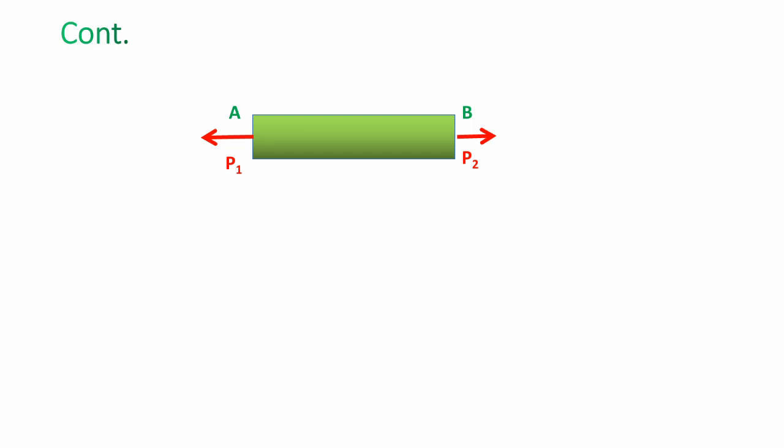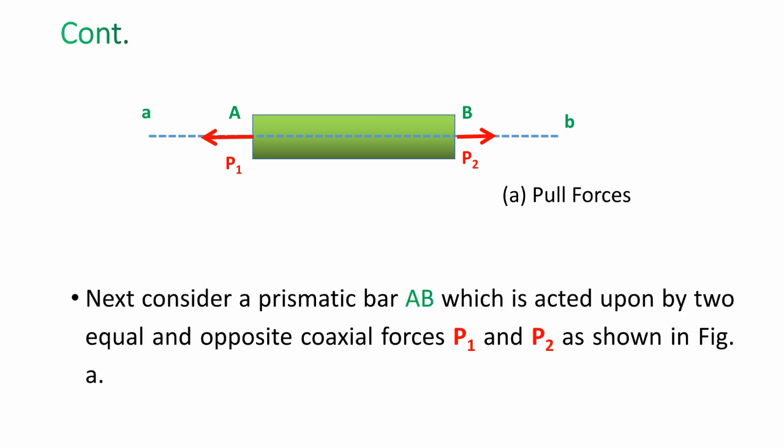At the same time, these forces keep the body in equilibrium. So it is clear that P1 and P2 are the same in magnitude, and at the same time their line of action must also pass through the same line. Then we can say they are collinear forces. In this case AB is the line of action, and we can see that the forces P1 and P2 pass along the line of action. This is called the pull force, which means the body is subjected to pull forces.